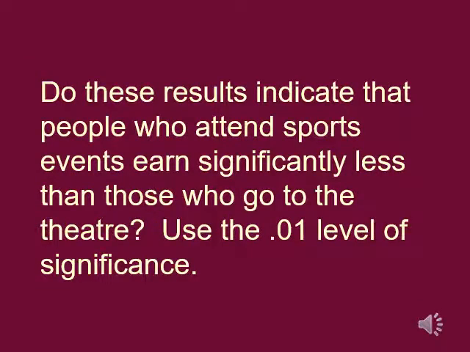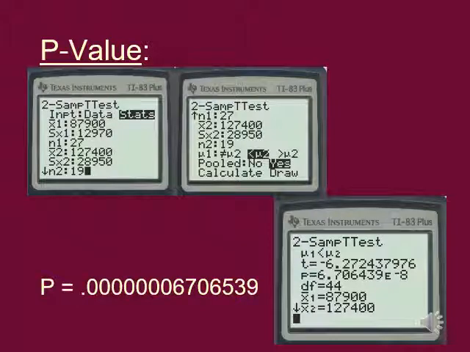Question here says, do these results indicate that people who attend sports events earn significantly less than those who go to the theater? Use the 0.01 level of significance. Well, the numbers they gave us, 87,900 and 127,400, yeah, it does appear that the first one's less than the second, but we want to know, is it significantly less, or is it just something that happened because they took a couple of small samples when they were doing this? We're going to cut to the chase on this one and just look at what you would do with your calculator.